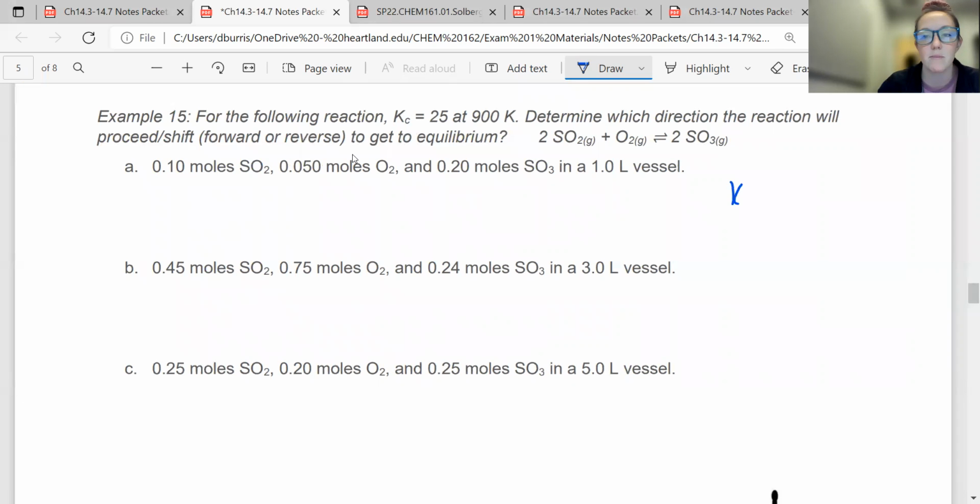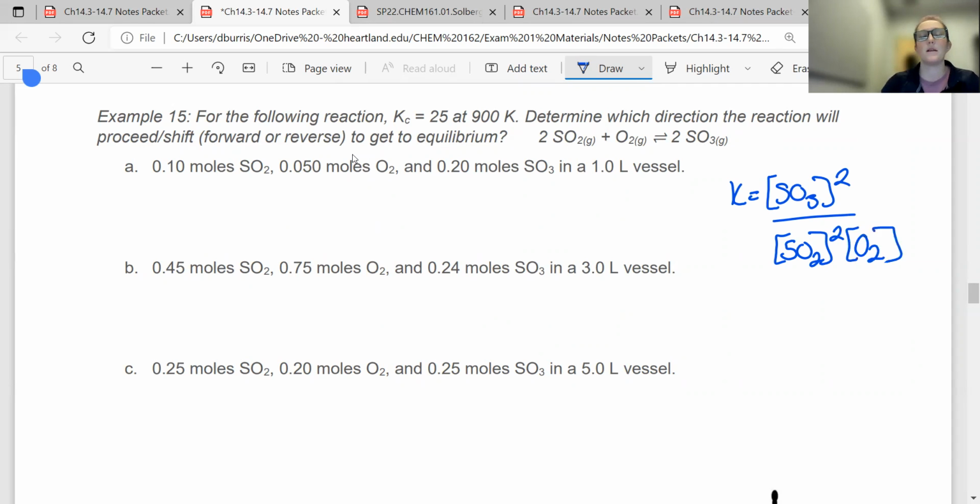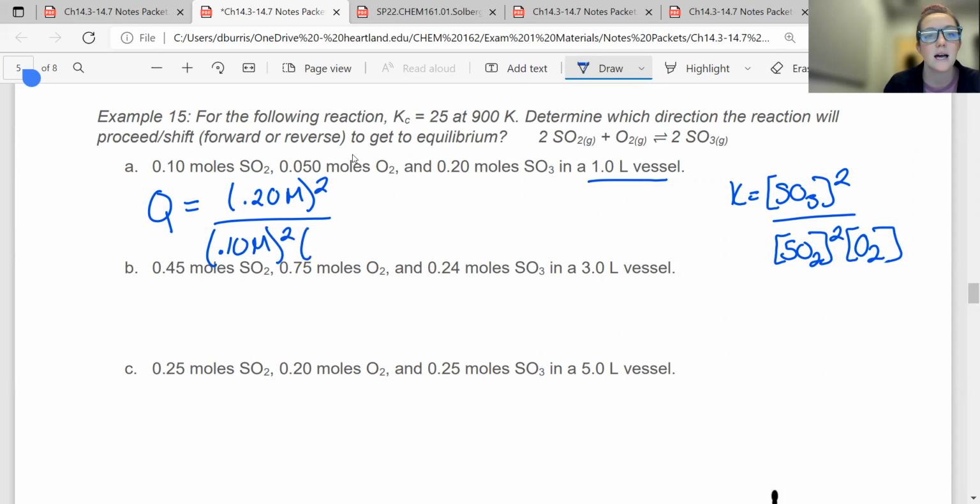Now I'm going to write my K equation over here just so we remember. It's SO3 squared, for the way this one is written, over SO2 squared times O2. Okay, products over reactants. So now I'm going to plug stuff in. So the Q value for A is going to be SO3. Notice these are concentrations. This is in a 1 liter vessel, so that one's just going to be 0.20 molarity squared over, let's see, SO2 is 0.10. Again, it's in 1 liter, so it's that many molarity squared times 0.050 molarity. Okay, so you should get here that Q is 80.